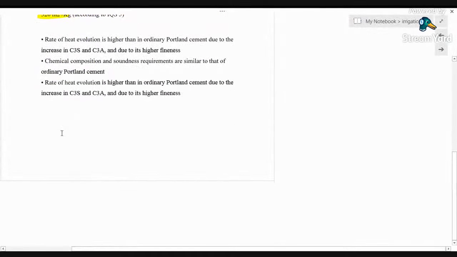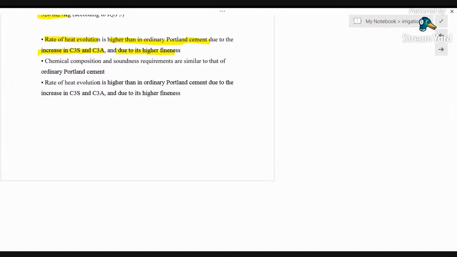So here the rate of heat evolution is higher than ordinary Portland cement. If you are gaining strength very rapidly, the heat evolution will also be more, because heat of hydration is the only reason for the gain of strength of the cement. So the rate of heat evolution is higher as compared to ordinary Portland cement. Due to what? Due to the increase in C3S and C3A and higher fineness. We are increasing the amount of C3S and C3A, and also doing fine grinding of the clinker.